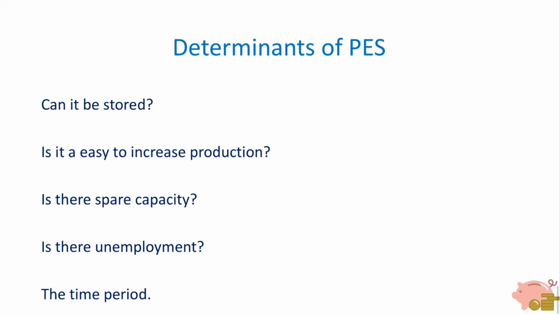And again, the time period is important. Some things can be released onto the market quite quickly. Some things take a much longer period of time. So for example, agricultural output, which takes a long time to grow and prepare for market, that might be relatively inelastic because it takes so long to get the supply to the market.